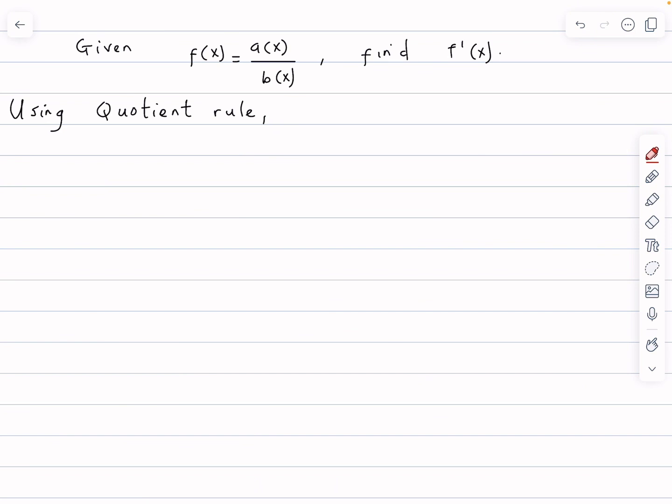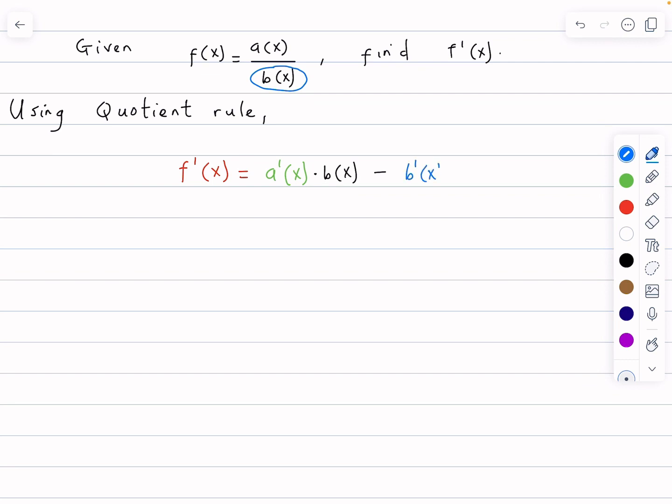To find the derivative of this function using the quotient rule, f prime of x is going to be, you take the derivative of the numerator, which is a of x. The derivative of that is going to be a prime of x. Then you keep the denominator just the way it is. The denominator is b of x. So you keep the denominator just the way it is, minus, you take the derivative of the denominator b of x. The derivative is b prime of x, and you keep the numerator, which is a of x.